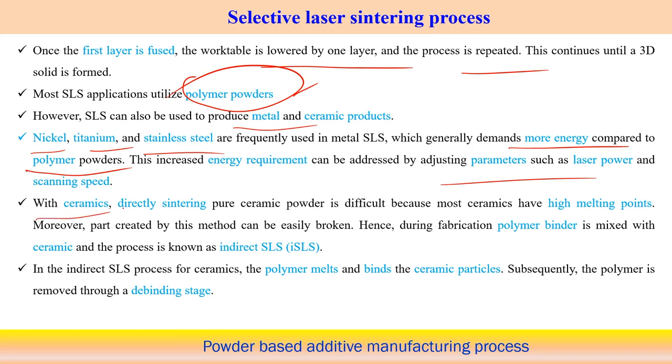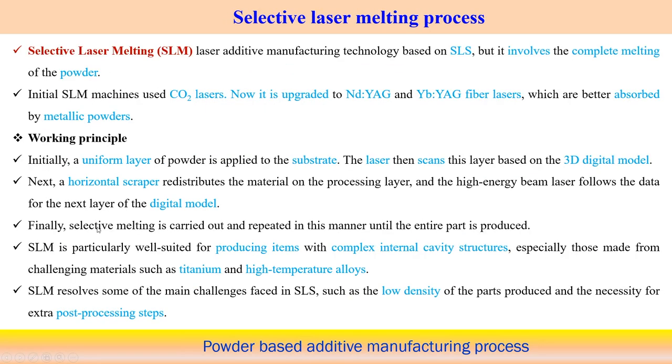substrate material. With ceramics, directly sintering pure ceramic powder is sometimes difficult, because the melting point is very, very high. Therefore, when handling ceramic components, we can mix some polymer binder with the ceramic, and then we try to melt or sinter this polymer component, which will bind the ceramic particles. That's why it is known as indirect selective laser sintering, because we are not directly sintering the ceramic particles; rather, we are melting the binder polymer. That polymer helps bind the ceramic particles. Afterwards, the polymer is removed through a debinding stage, removing the remaining polymer associated with it. So this is the way to handle ceramic components.